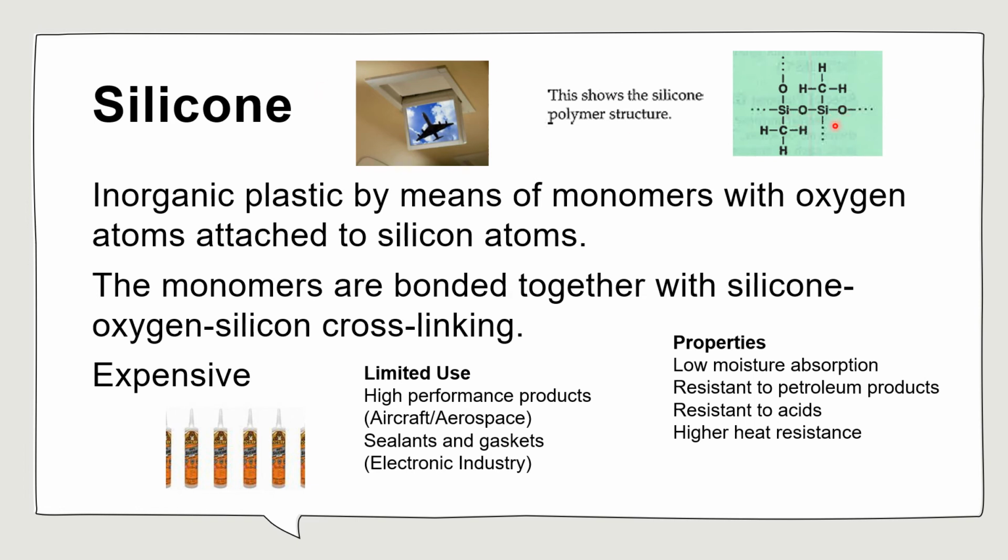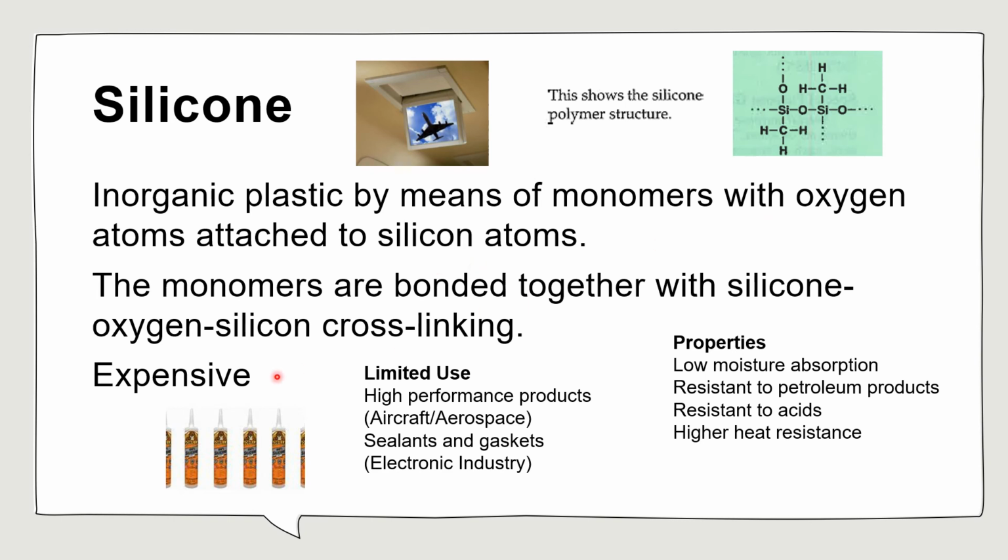So silicon is spiked into the organic material, so it's an inorganic plastic. These monomers are bonded together with silicon, oxygen, and silicon. So silicon, oxygen, silicon, cross-linking. Again, cross-links are the chemical reaction. So you can see the chemical reaction between the silicon, oxygen, and silicon.